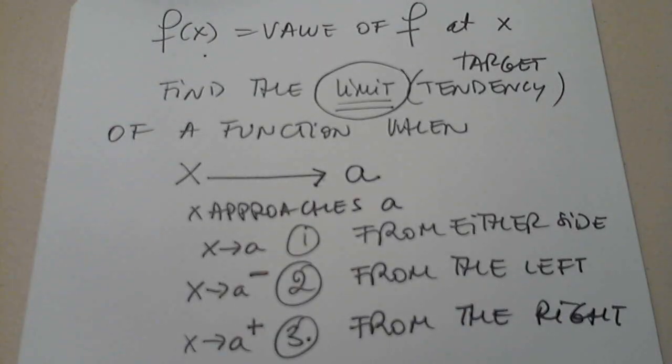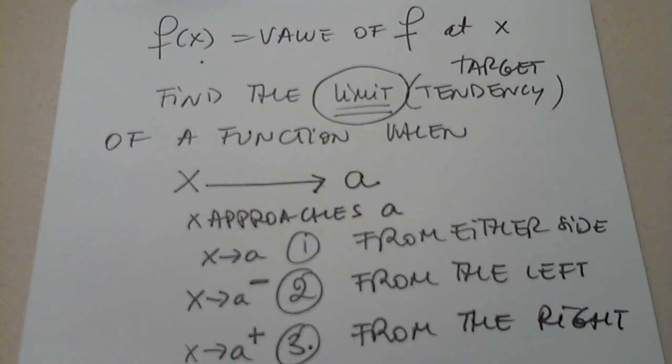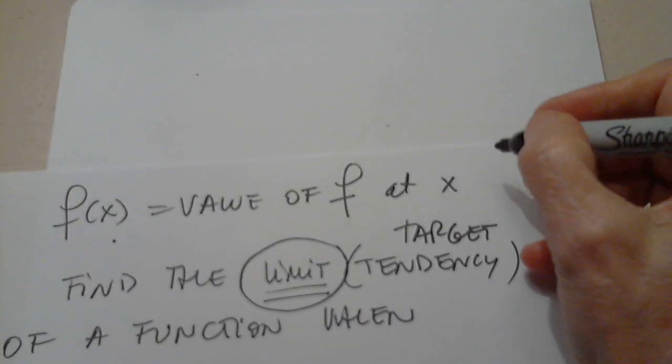approach the same on either side, or there are other situations that are specific to DNE. So what will you say? As X approaches, look at the target, just follow the mouse.